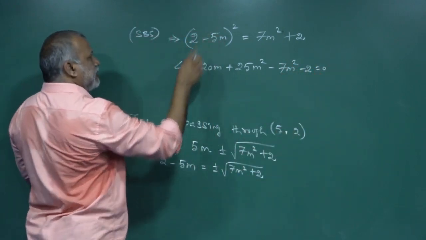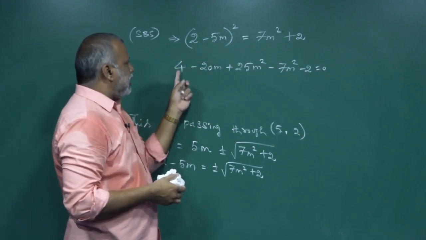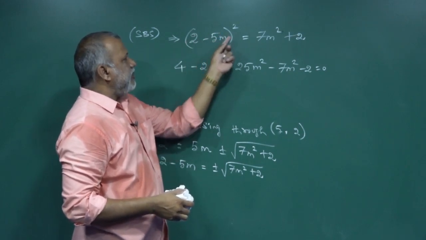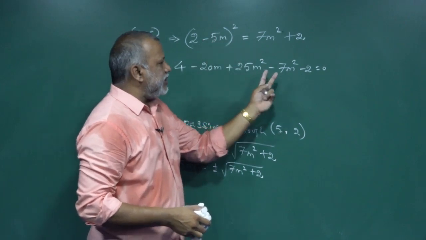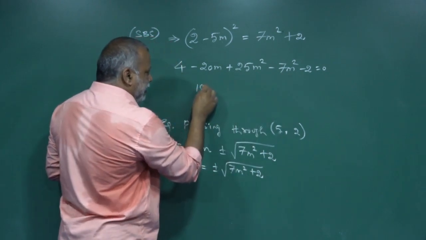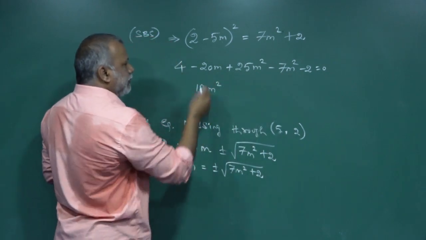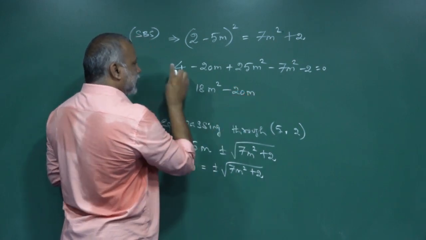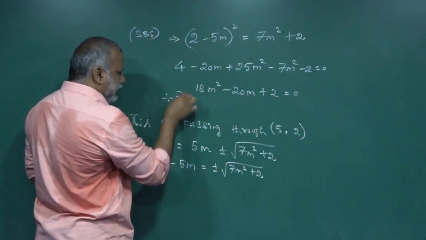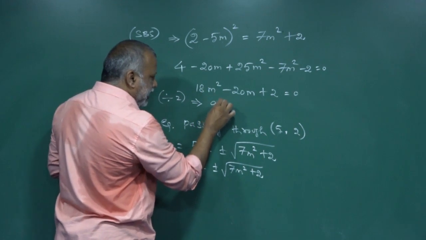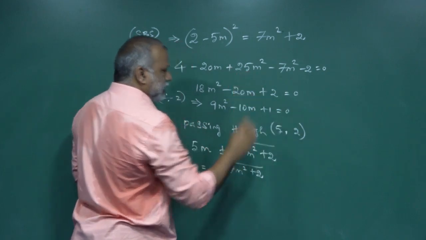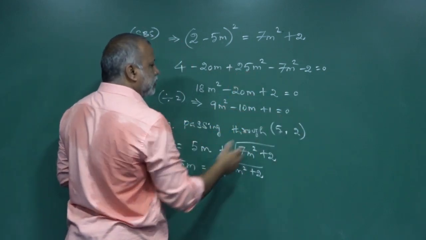Listen once again, it is in the form of a minus b whole square. You expand this: 2 squared becomes 4, then minus 20m, and 5m whole square is 25m squared. Convert to the same side, we get minus 7m squared minus 2 equal to 0. Now 25m squared and 7m squared will be simplified. We get 18m squared minus 20m. Then 4 and minus 2 will be simplified, we get plus 2. This equation can be divided by 2. Therefore we get 9m squared minus 10m plus 1 equal to 0.